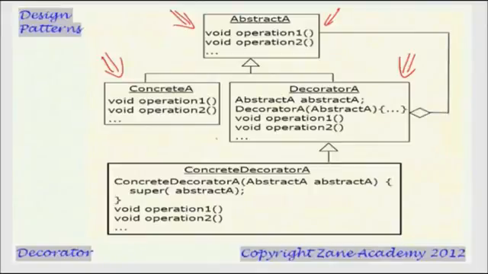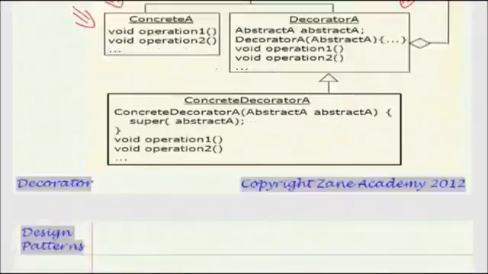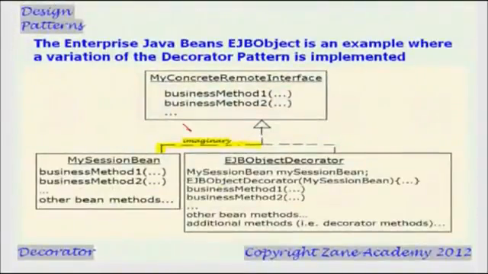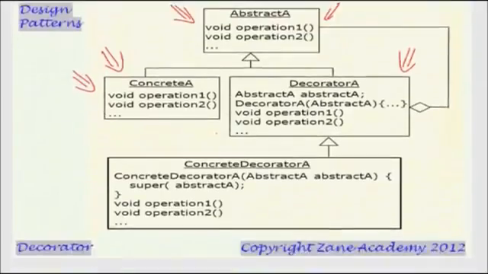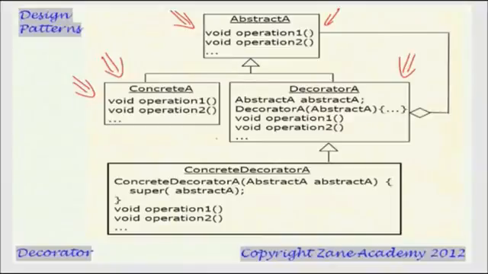One thing to note is that in the example I just showed, where a variation of the decorator pattern is implemented, the bean class did not implement the interface, but it had all the methods of the interface. So I showed it here, and I labeled it as imaginary, since in essence it does implement that interface. Anyway, a requirement of the decorator pattern is that it has to extend the abstract class or implement that interface.